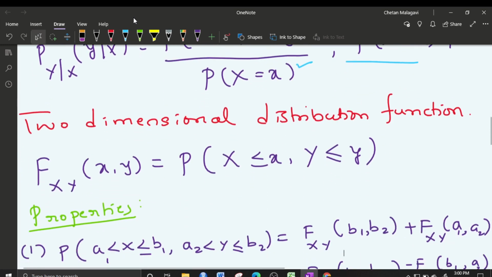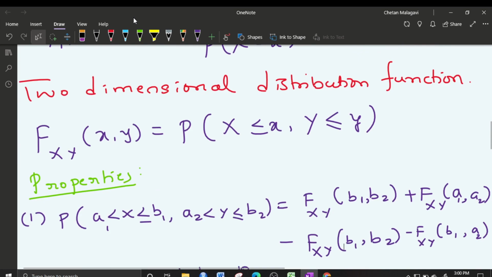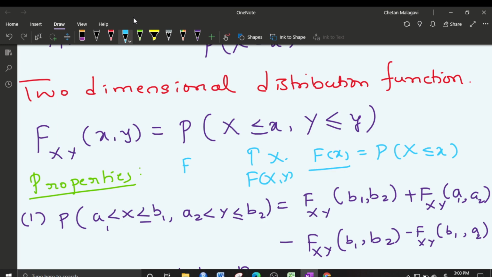And the distribution function is given by F of (x, y). So in a one-dimensional random variable, if X is a random variable, then F of x is the probability of X less than or equal to x. So this is the distribution function. In the case of a two-dimensional random variable, that is F of (x, y), we have this condition, that is X is less than or equal to x and Y is less than or equal to y.